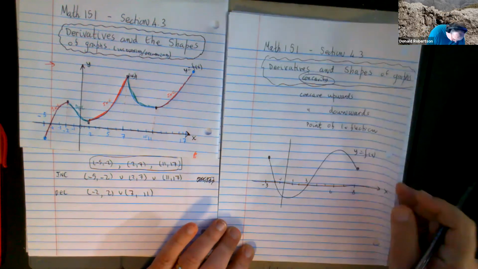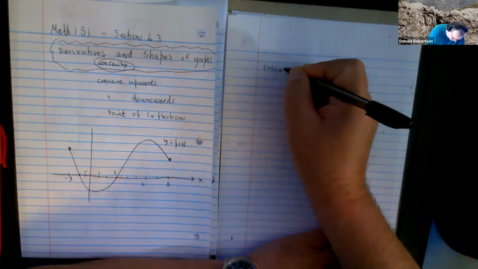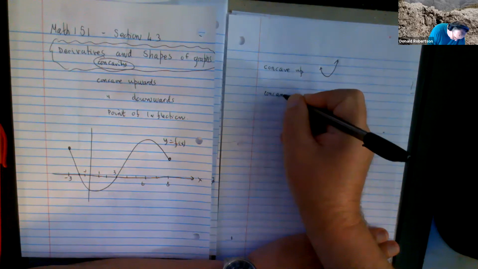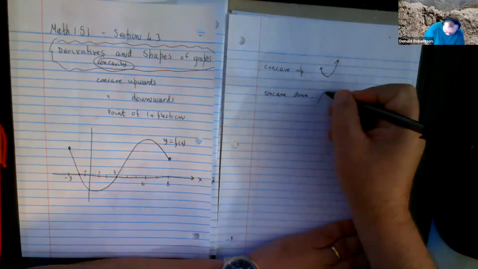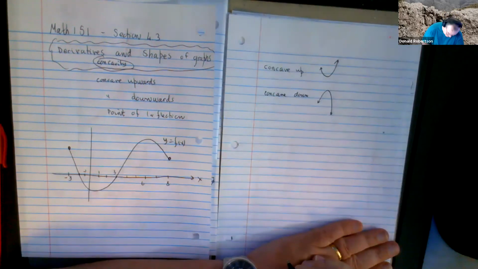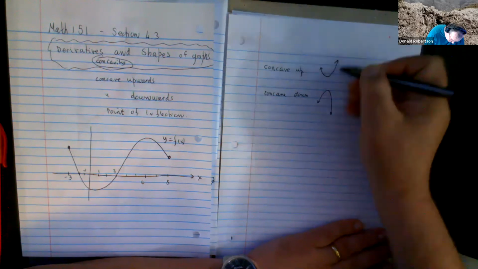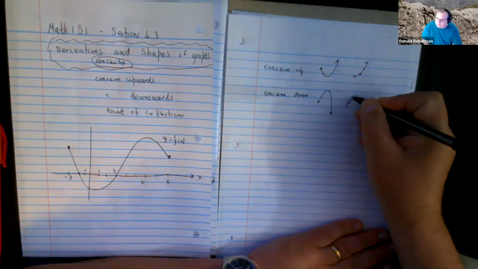There are two kinds of concavity. A curve is described as being concave up when it looks like a happy face, and it's described as being concave down when it looks like a sad face. But concave up doesn't need to be the entire happy face. It can just be part of the happy face and it's still concave up. And it can be just part of the sad face and it's still concave down.